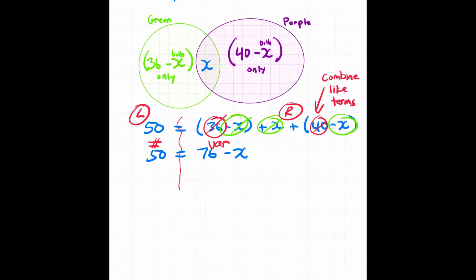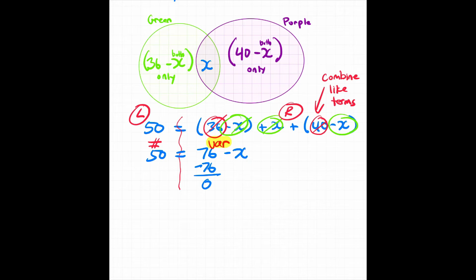Is 76 a variable? Because we're saying right here that we want only variables on that side. Well, 76 is a number, not a variable. So how do I move that 76? Well, I minus 76. That's going to be 76 minus 76, which is going to be 0. So really what I've done is I've eliminated that number from the right side.